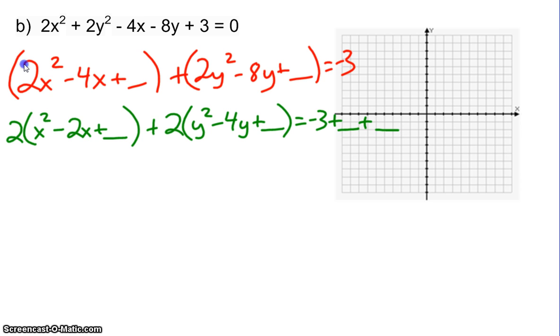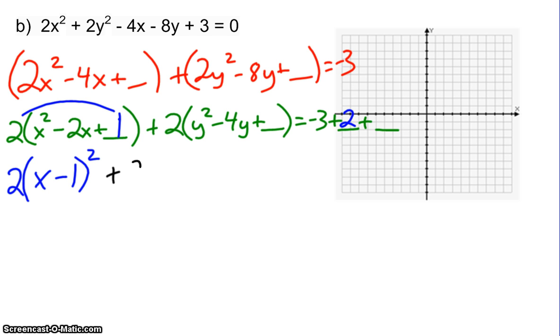And then we're going to do a very similar process. So we've got to keep the factored out 2 here. We're still going to take half of -2, which is 1, squared. So 1 squared is 1, but in this case I didn't really add a 1, I really added 2 times 1. We need to add 2 to the other side in order to keep it equivalent.